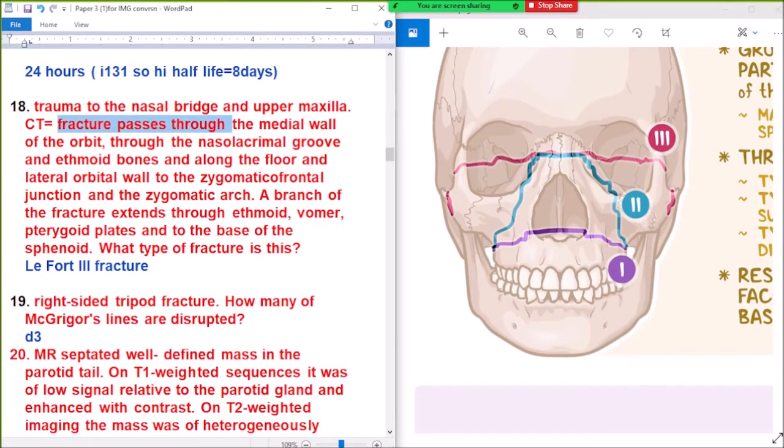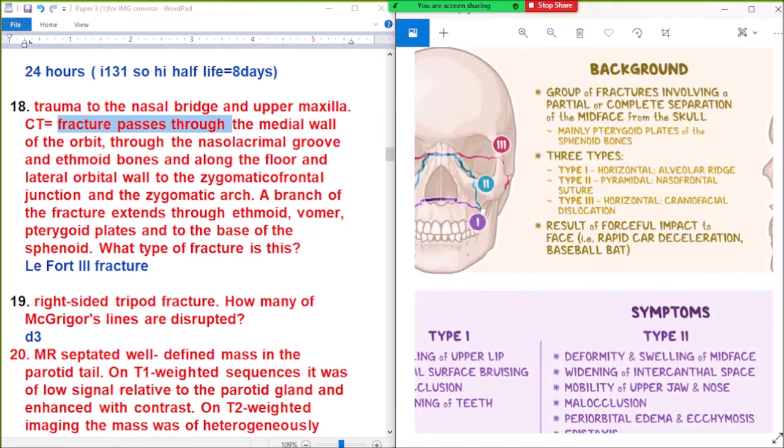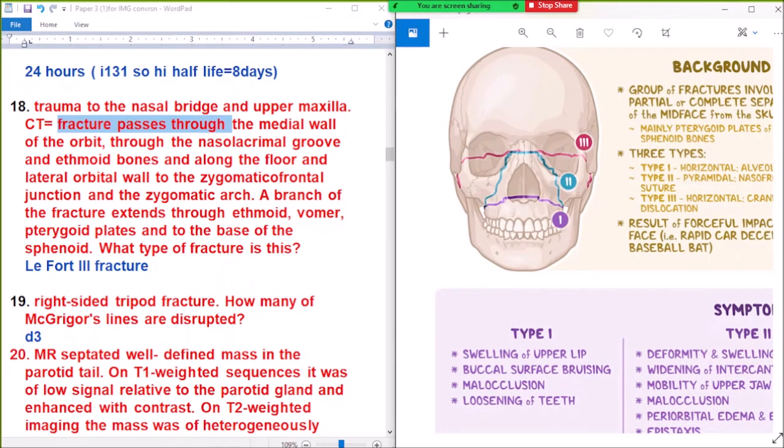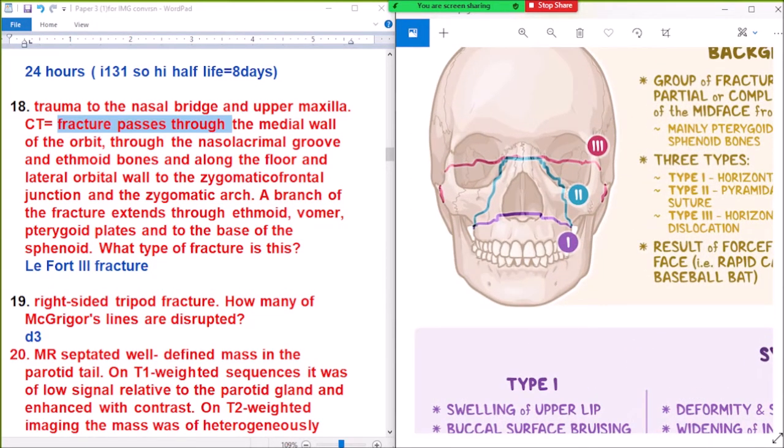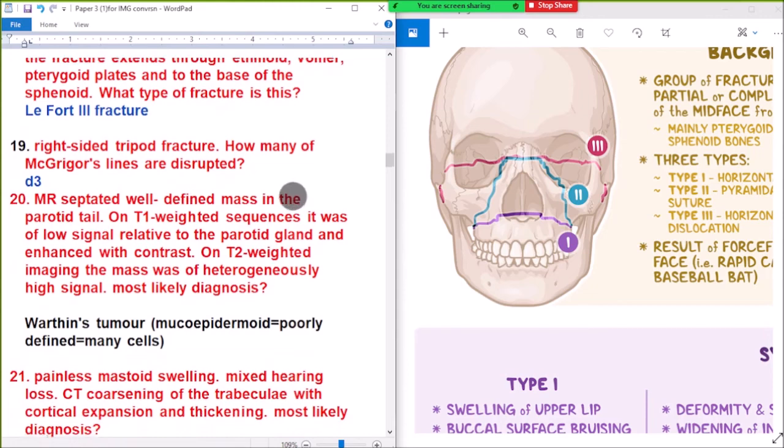This fracture passes through the medial wall of the orbit through the nasolacrimal groove and ethmoid bones, along the floor and lateral orbital wall to the zygomaticofrontal suture junction of the zygomatic arch, where parts of the fracture extend to the ethmoid and vomer, pterygoid plates to the base of sphenoid. So what type of fracture is it? Le Fort 3. Le Fort 3. It is describing this fracture, Le Fort 3. Correct. Number 19.